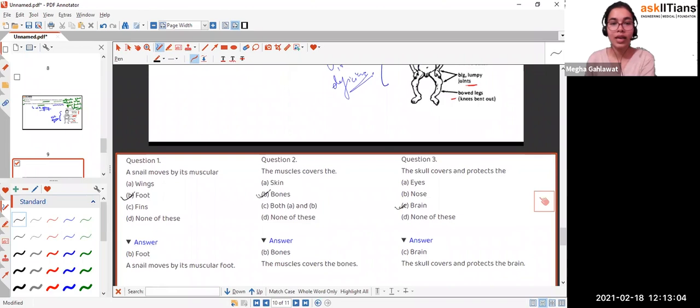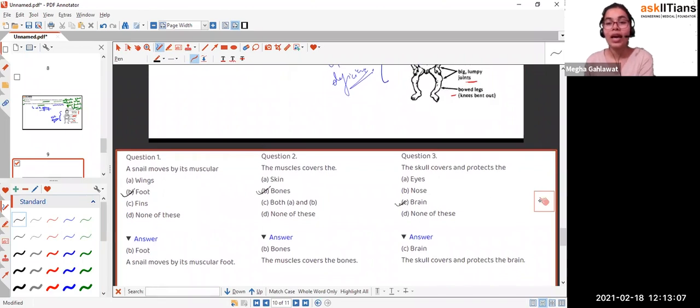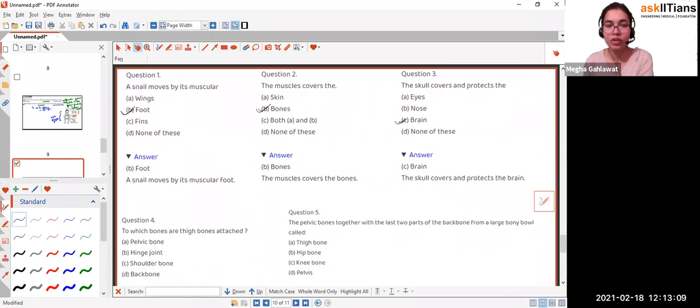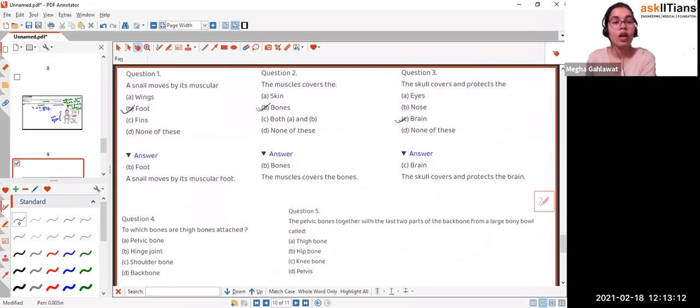Let's check our answers then. Yay, we're absolutely correct. And now I have two more questions, so don't get relaxed. Be on your toes. To which bones are thigh bones attached? Thigh bones, we are talking about the femur. Pelvic bone, hinge joint, shoulder bone, backbone. We are talking about the bones, so the joint is already incorrect. Shoulder bone is present right here and backbone is present in the back, as in the spinal column. So we have the pelvic bone right here, which is the only correct option left.